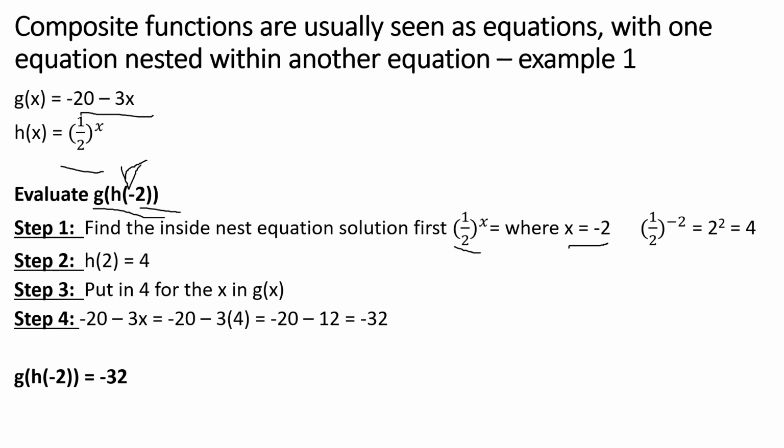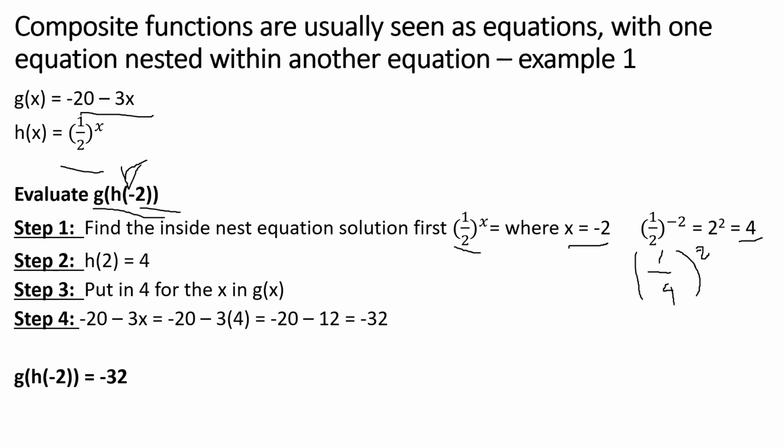1/2 to the negative 2. When I have a negative exponent, that makes it reciprocal. So 1/2 squared is 1/4, but with the negative 2 I take the reciprocal, so that makes it actually 4. 1/2 to the negative 2 is actually 4, because it's 1/4 flipped.